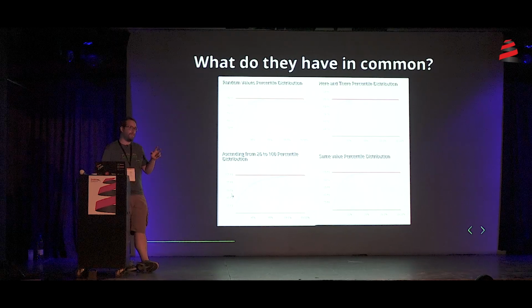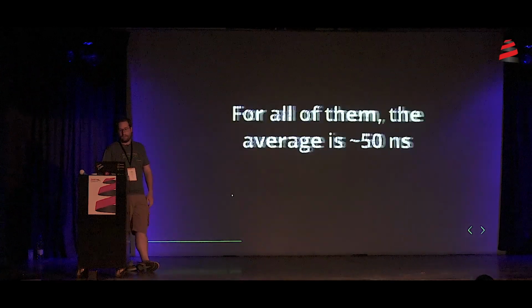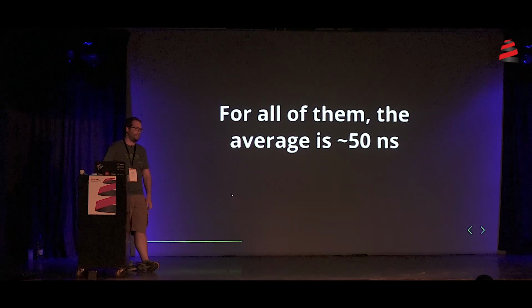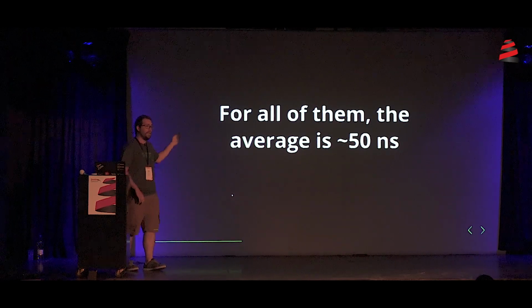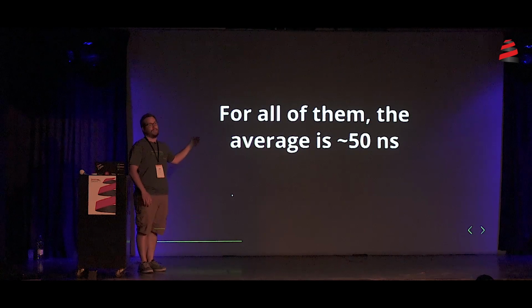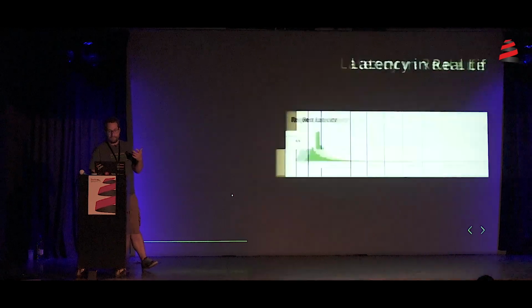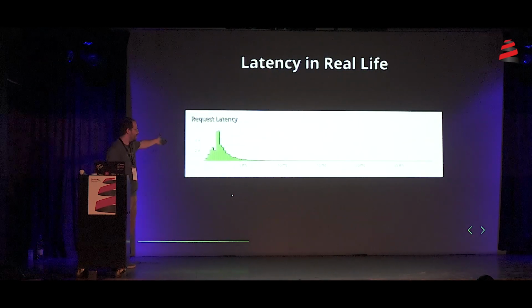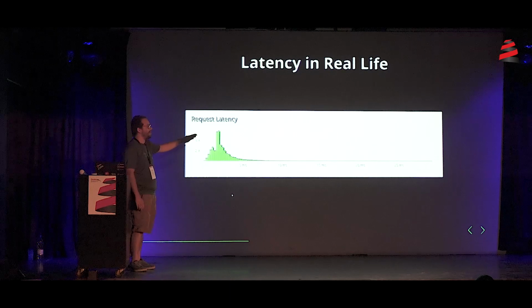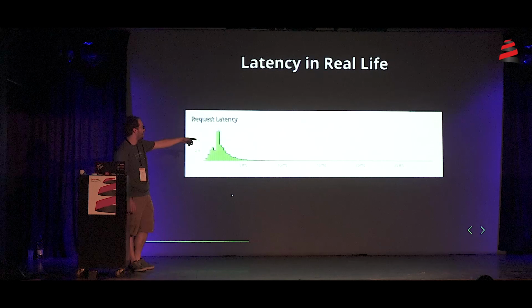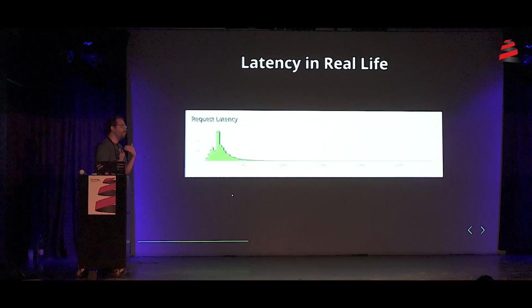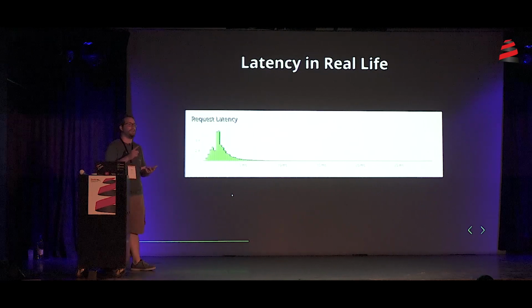They look pretty different. They were generated very differently, but all of them have the same average. For all of those charts, the average is 50 nanoseconds, assuming the scale is in nanoseconds. So if you are monitoring, this is how latency really looks. You have a bunch of measurements in one part, and then a long tail that might be long. Here it's not that long, up to 30 milliseconds, but usually this tail can go really far depending on garbage collection pauses and so on.